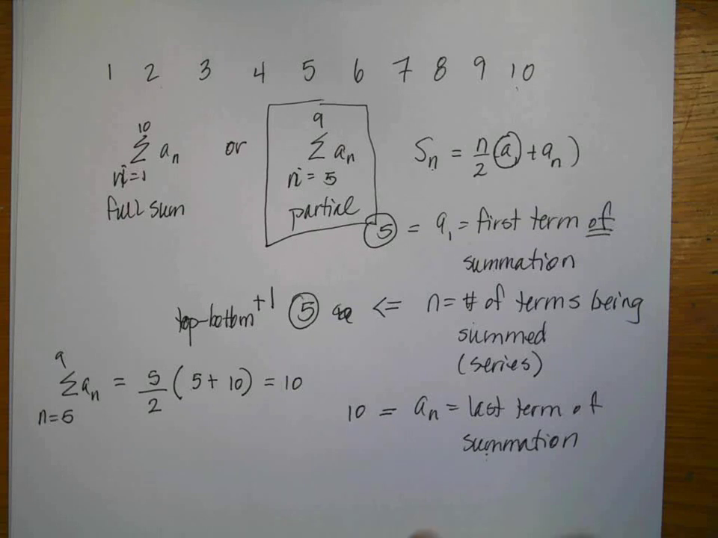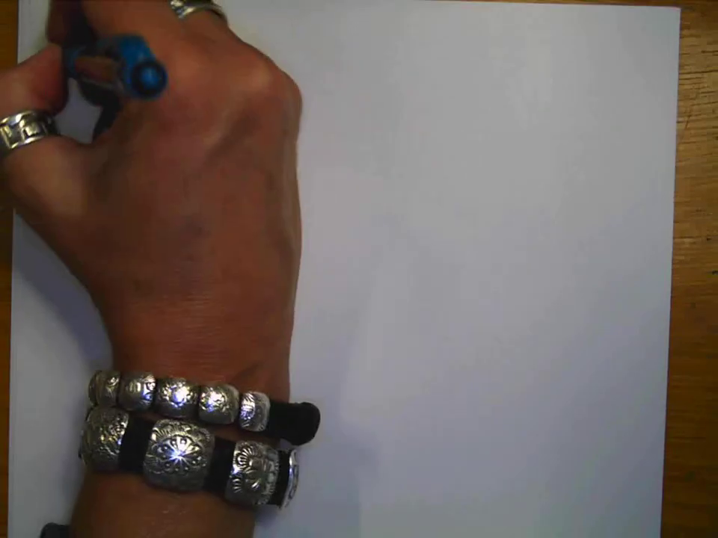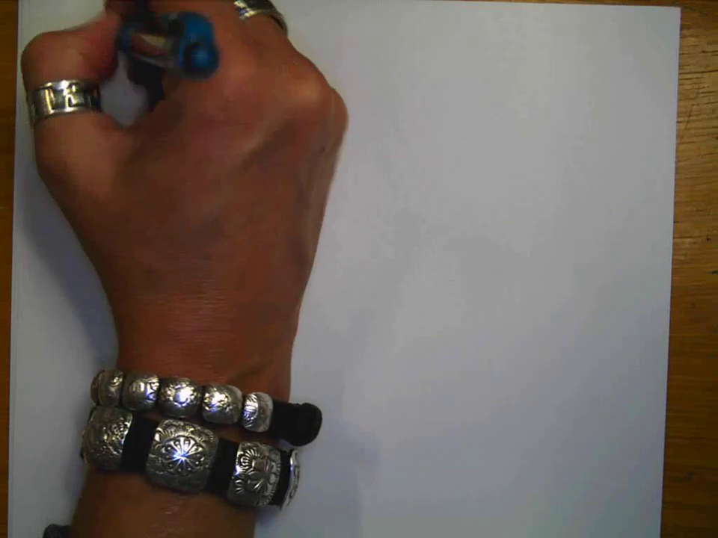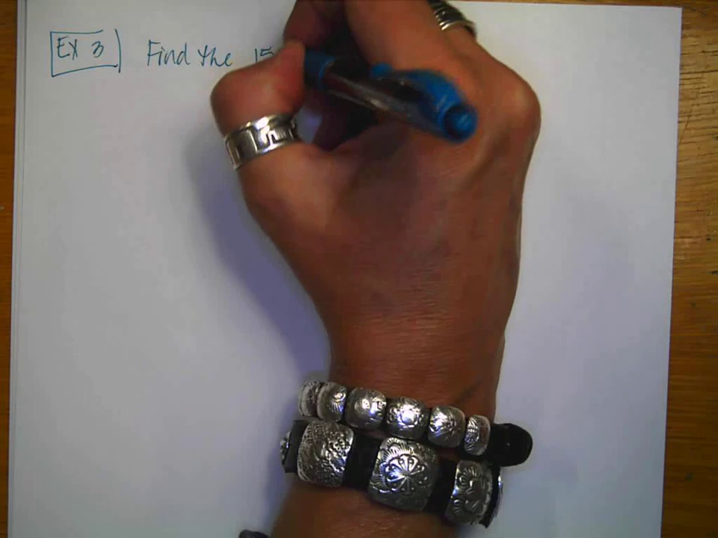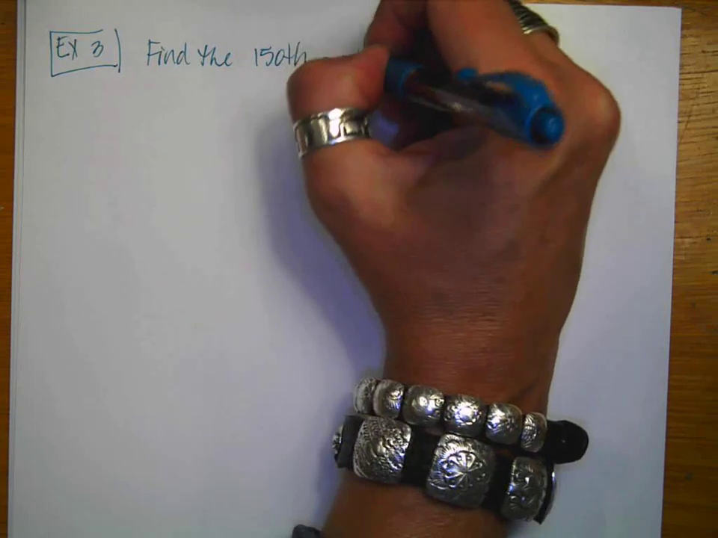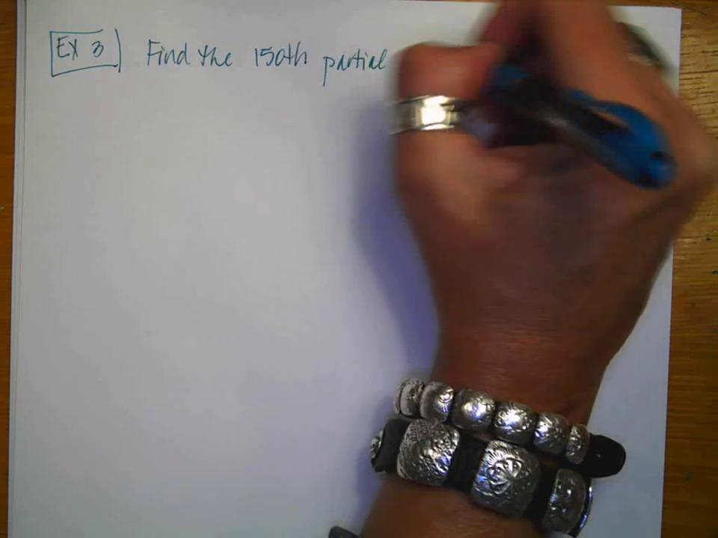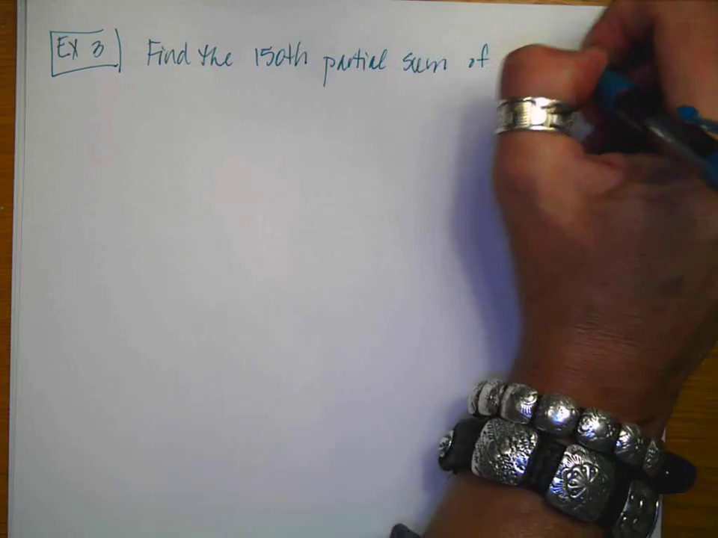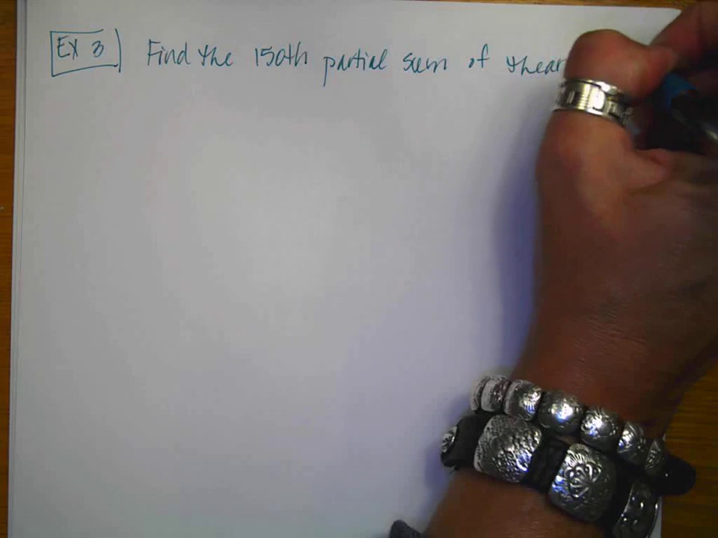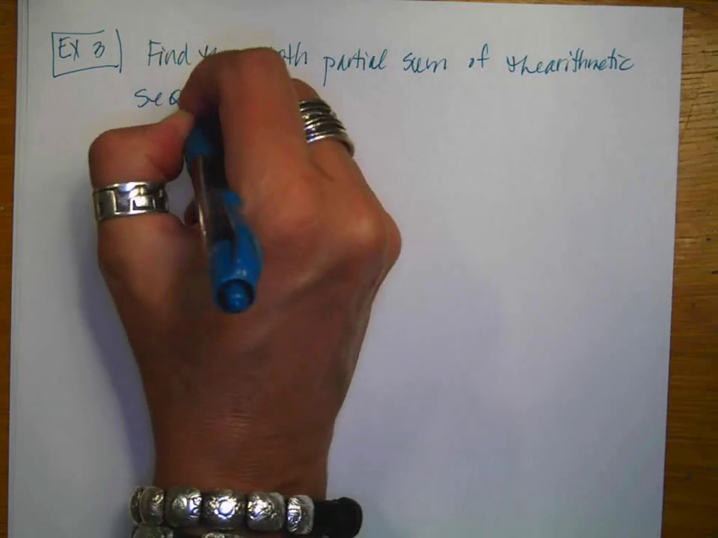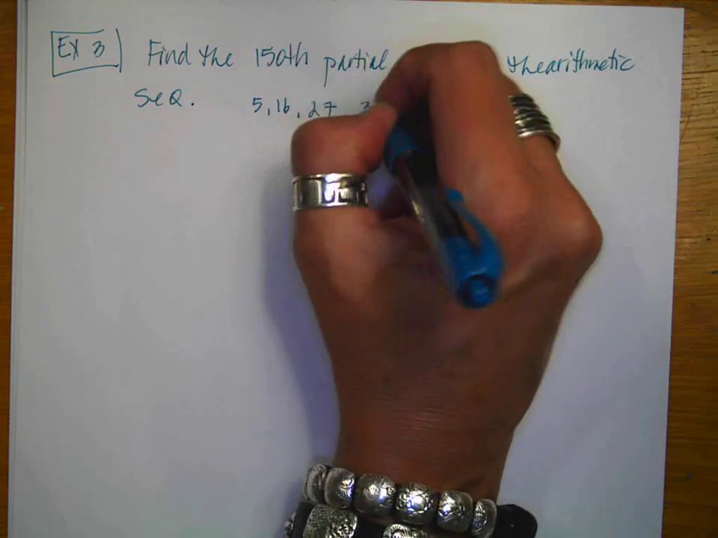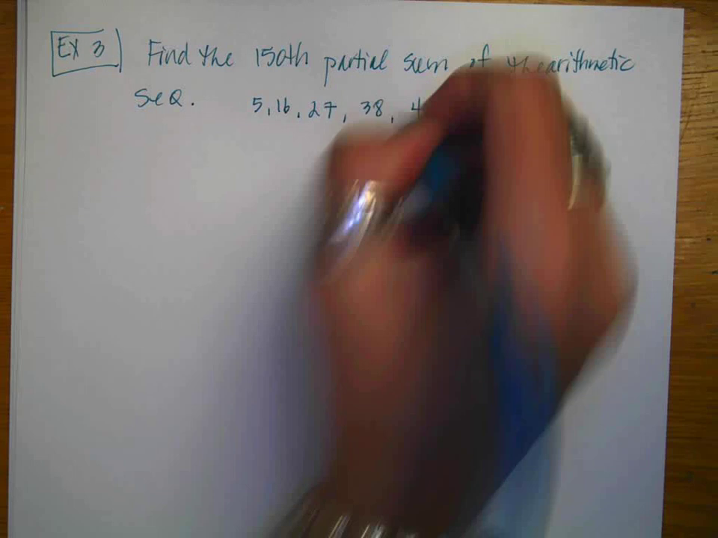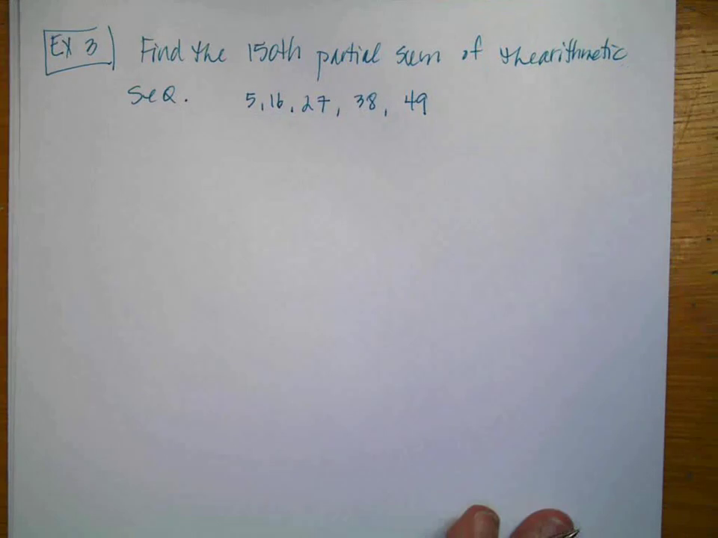Alrighty. So now let's do a nice example using real equations and such because they're way more fun. Example 3. So I want to find the 150th partial sum of the arithmetic sequence, and then I'm going to have 5, 16, 27, 38, 49.